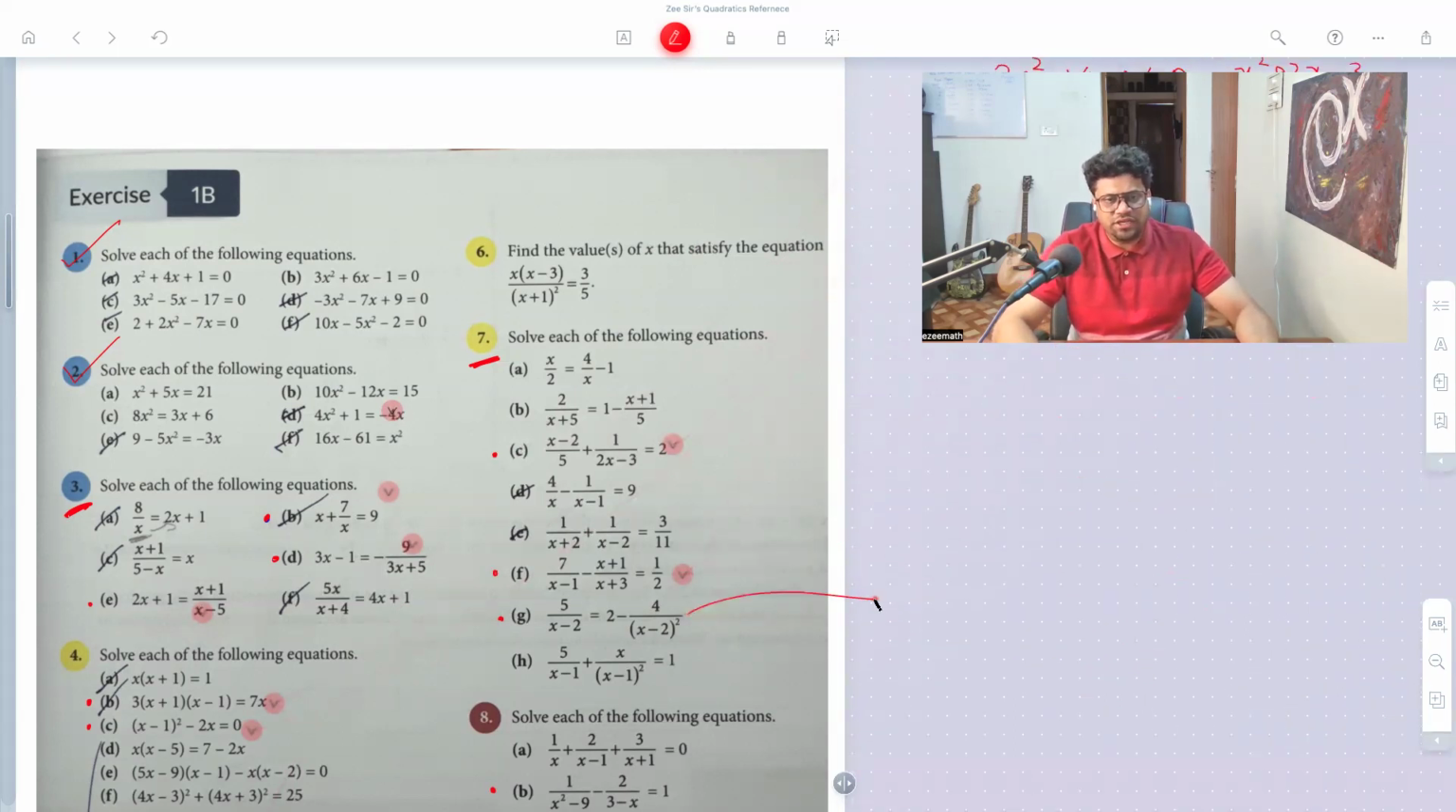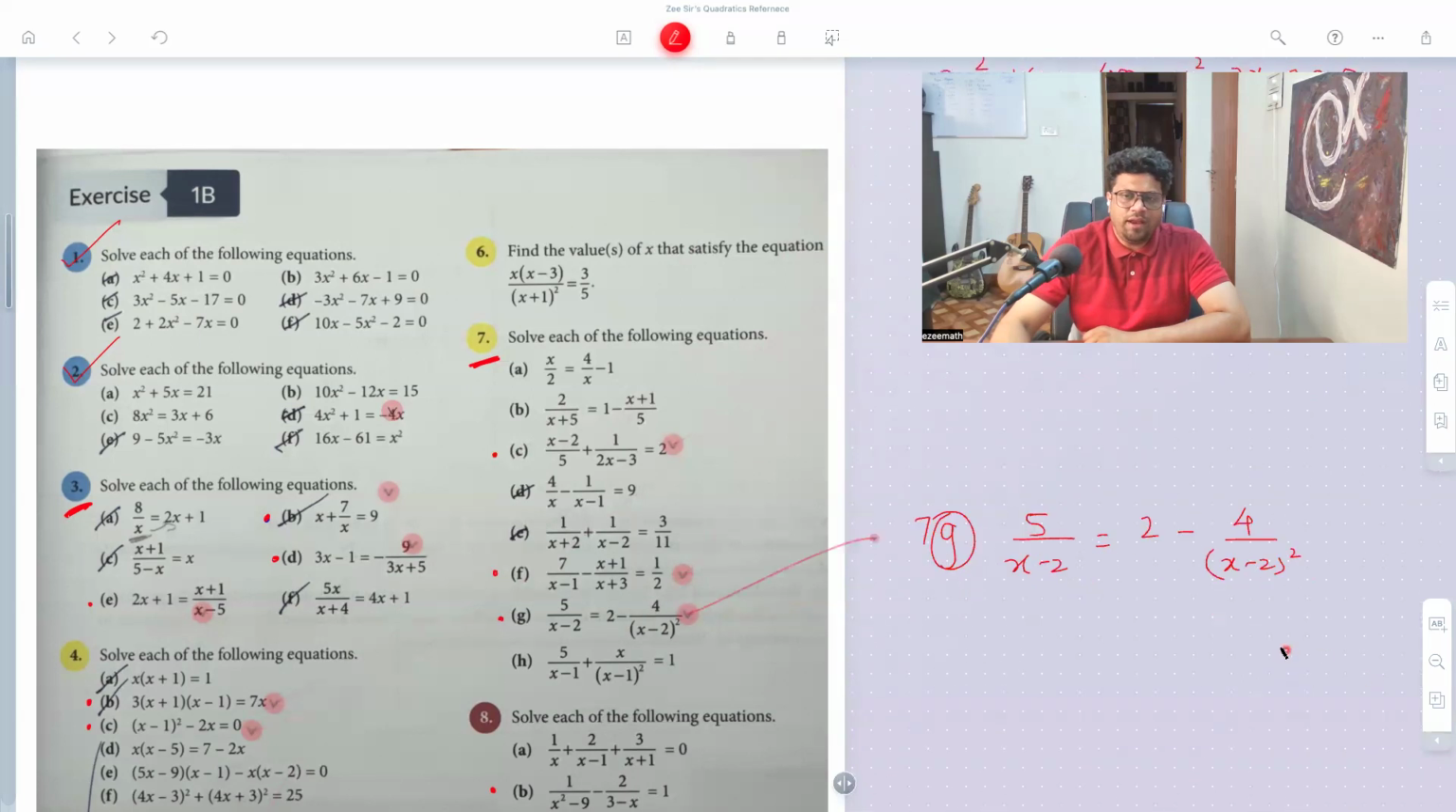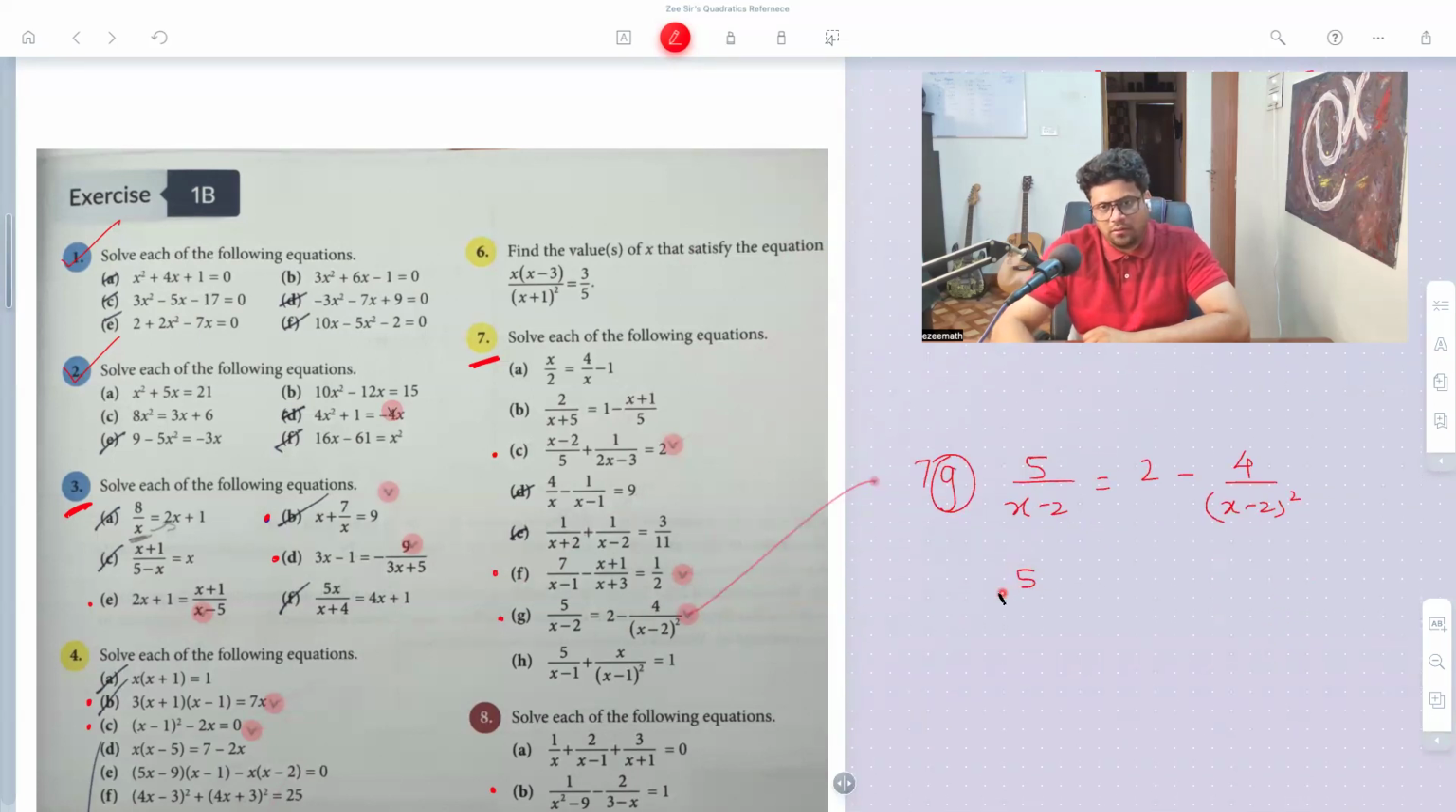Now we can do G. So question 7 part G: 5 divided by x − 2 equals 2 minus 4 divided by (x − 2)². Well, I can take the LCM of (x − 2)² on the right side of this equation. So we go 2 times (x − 2)² minus 4, all divided by (x − 2)².